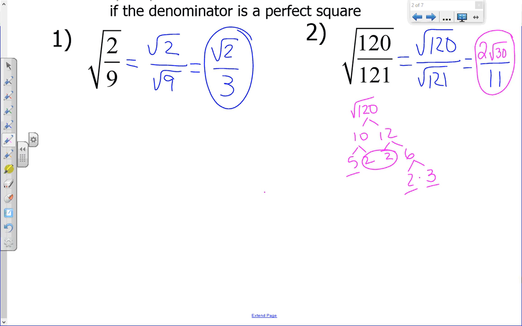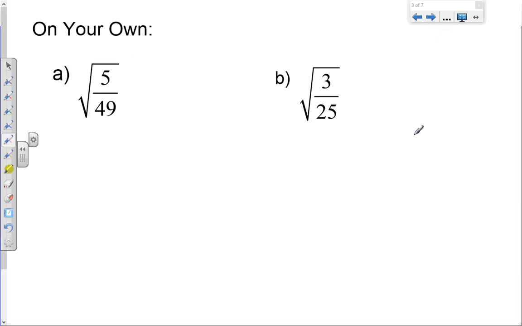Today's notes are a little bit different than yesterday's, guys. We're going to do an on your own after every question. So I do believe the next 2 problems are on your own. So I want you guys to try A and B. Remember, that first question is my denominator a perfect square? So let's go.